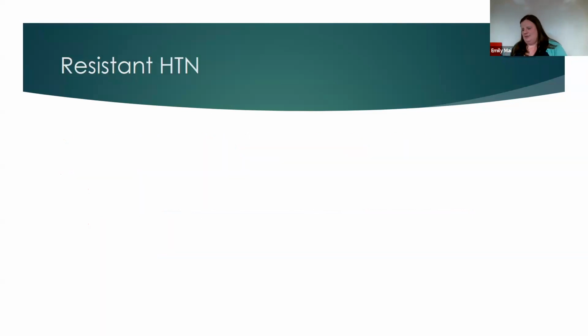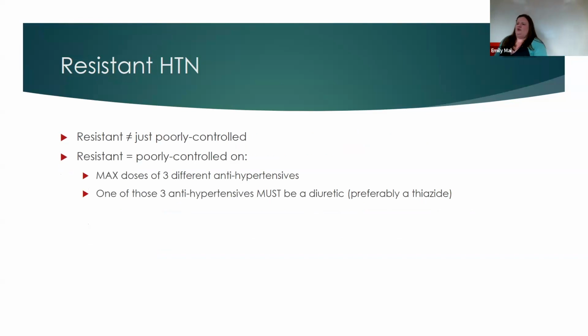So resistant hypertension is not the same as poorly controlled hypertension, which I often see written. It's because there's a very explicit definition for resistant hypertension, and that is that you're poorly controlled on these specific things. You have to be on a max dose of at least 3 different antihypertensives, and one of them has to be a thiazide. If they're not on 3, including a thiazide, they're not technically resistant. You just haven't tried enough yet. If they're on all of these things and they're still hypertensive, then they are resistant, or they're not taking it. Hard to know for sure. But that is the formal definition of resistant.